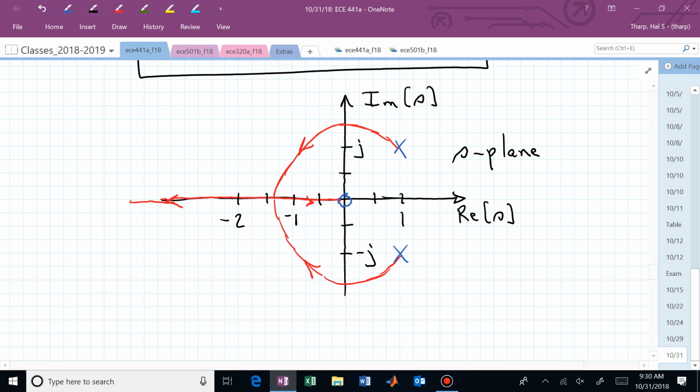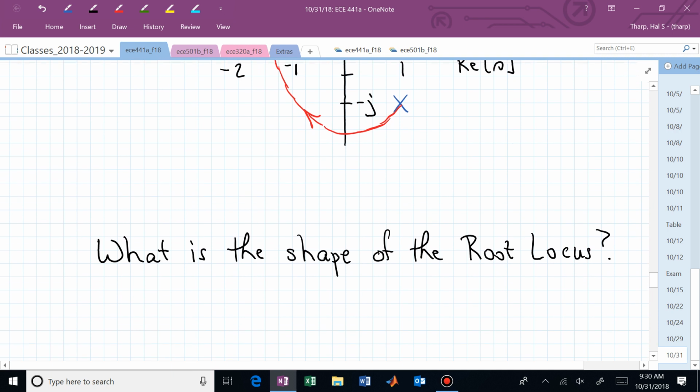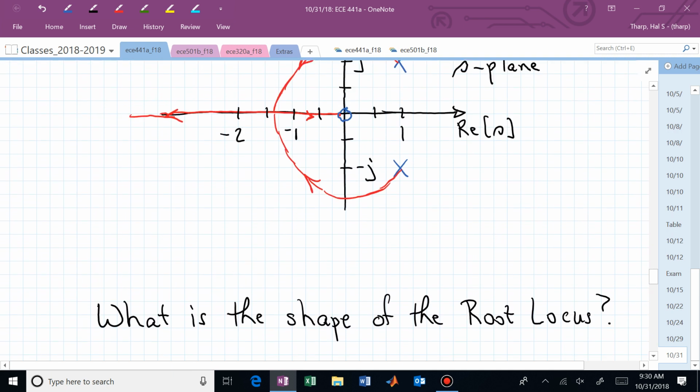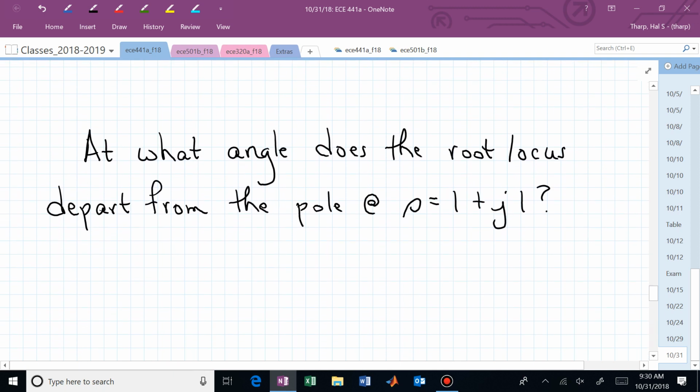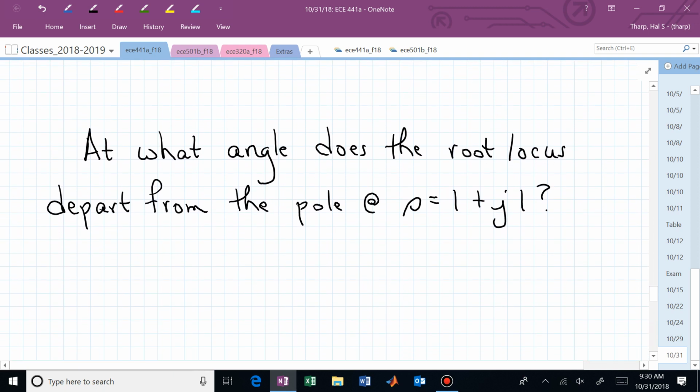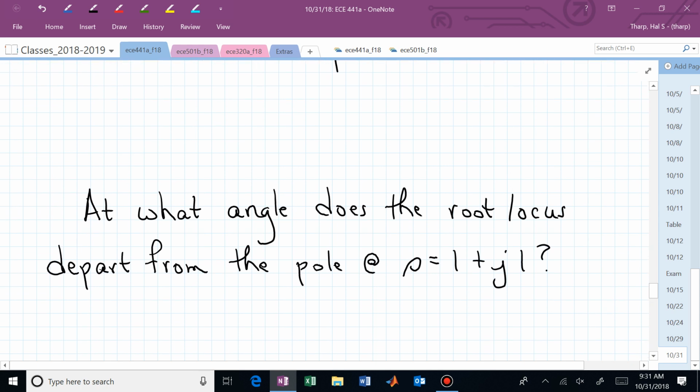Wow, that quiz took longer than I thought. So what is the shape of the root locus? We've already answered, haven't we? Can we move on? What was the angle? Or at what angle does the root locus depart from the pole? That's a good one. Does that even make sense? Does that question make sense? At what angle does the root locus depart from the pole at s equal 1 plus j1?